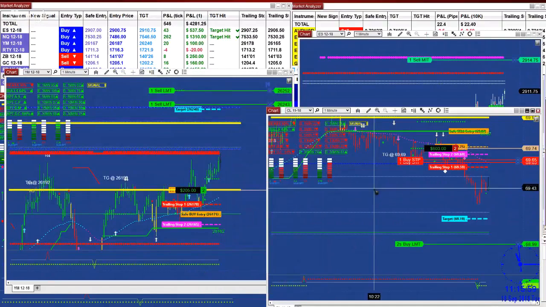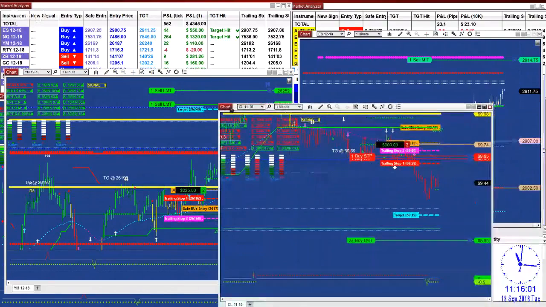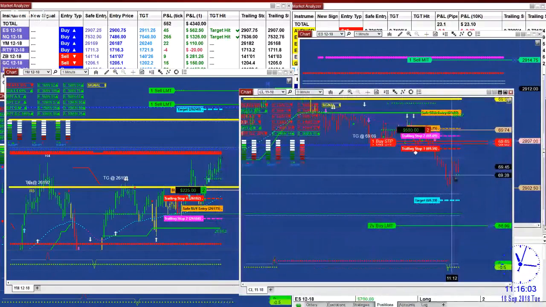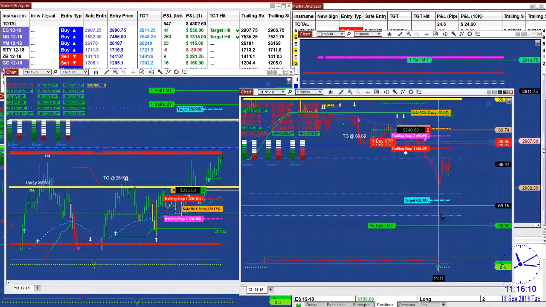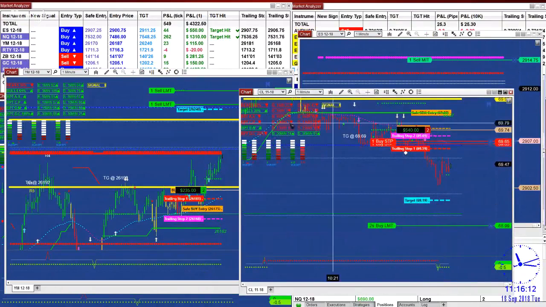And let's see what will happen. We have a projection at the CL at 69.39. If we are able to break that projection, then there is a good potential for 69 level.